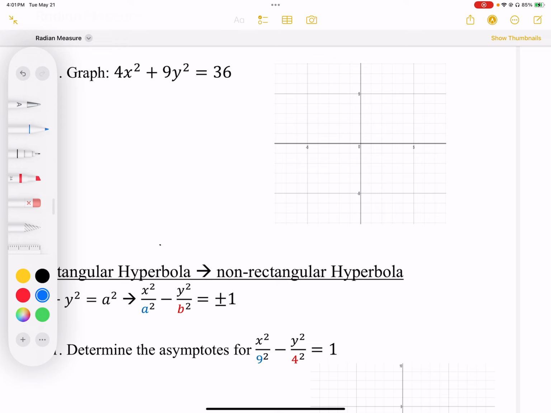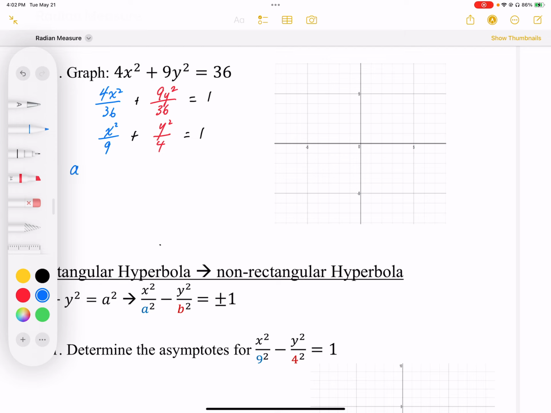So we end up with 4x squared over 36 plus 9y squared over 36, and that's going to be equal to 1. So we've divided both sides by 36. I'm going to simplify that fraction, the common factors of 4. So we get x squared over 9, and we end up with y squared over 4. So factoring out those common factors, we end up with these simplified fractions.